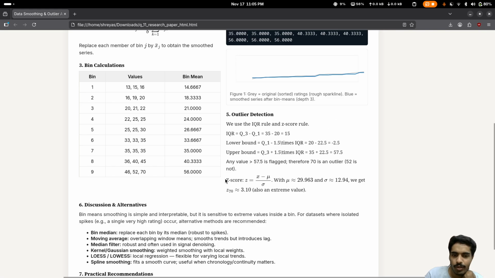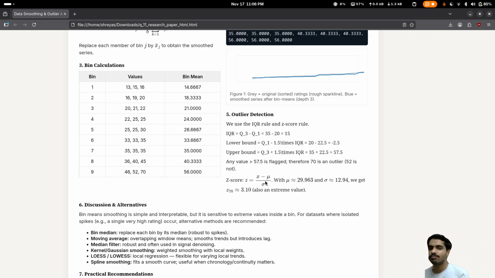The next very important and popular method is the z-score method, in which we calculate z equal to x minus mu upon sigma. When we calculate the z-score for 70, it comes to 3.10, which is above 3. So this also tells us that 70 is an outlier.